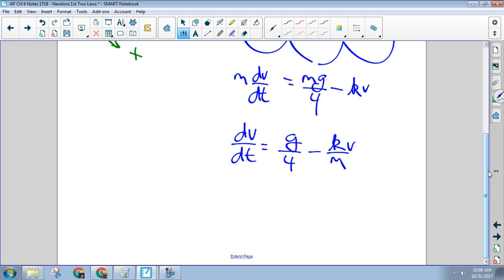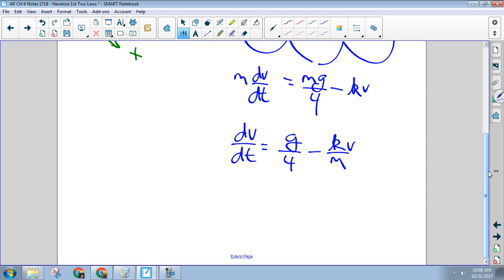Everybody happy? Okay. So basically, this g over 4 is the combined effects of gravity minus friction, right? Gravity's winning, but then we've got drag force to contend with, so that's why that's negative.